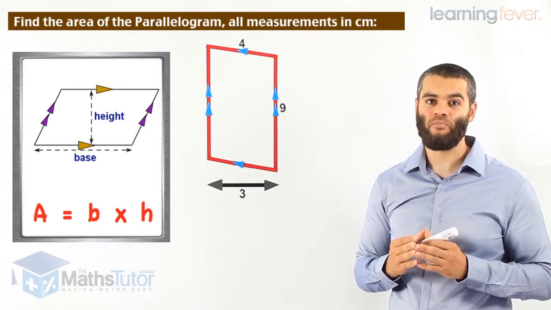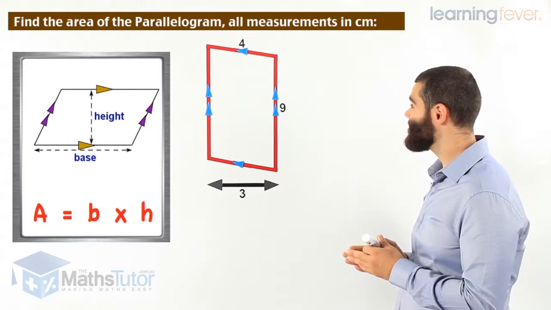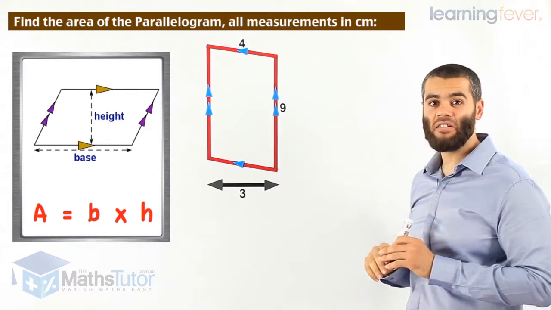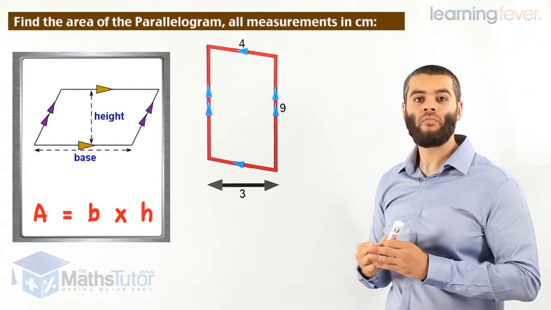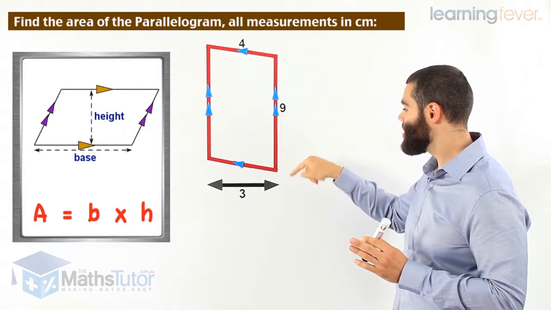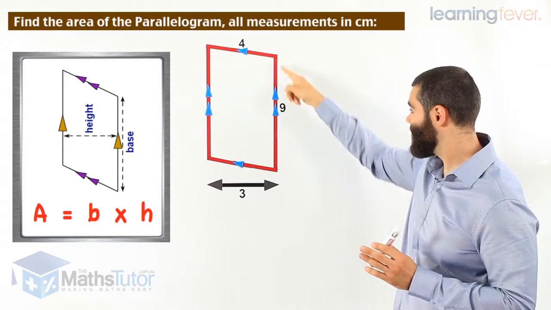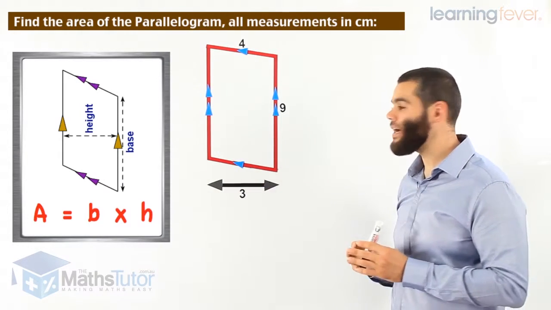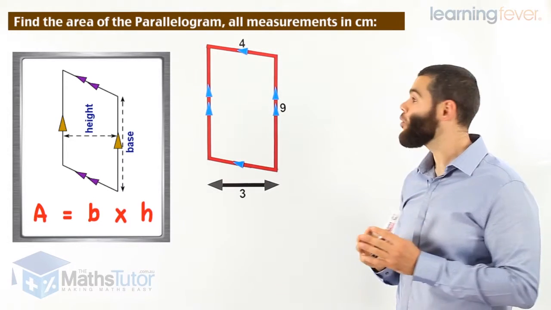The height is vertical. Here, we notice that the parallelogram has been rotated. So the base, where is it? It is actually the 9. And the height, which one is it? Is it the 3 or is it the 4? We know that the height must meet the base at right angles, and this is our height. This is vertical compared to the base. It is rotated, so we may think that it actually is horizontal, but think of it the other way around. Sometimes shapes come in different ways where they are rotated.